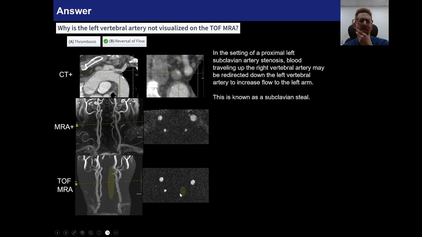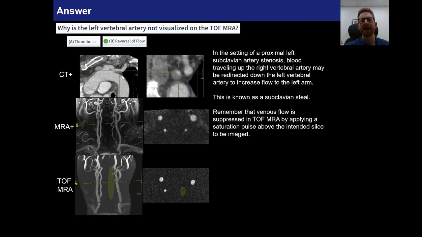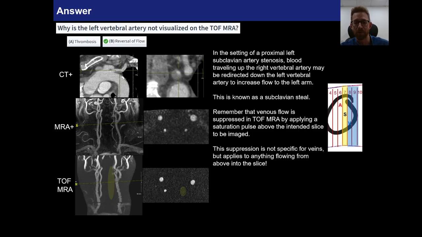So what's going on? Time of flight MRA applies a saturation pulse to the volume above the slice where it's imaging. As a result, anything that's flowing downward caudally into the slice is going to get suppressed. So usually that's going to suppress the veins because the veins flow from the head to the heart. But in a subclavian steal, that's going to actually suppress signal from the vertebral artery that's flowing downward, right? The reversed flow in the vertebral artery is going to be beginning above the slice where we're imaging. So that's what's happening. The time of flight MRA is suppressing signal from the reversed flow in the vertebral artery due to the subclavian steal, right?